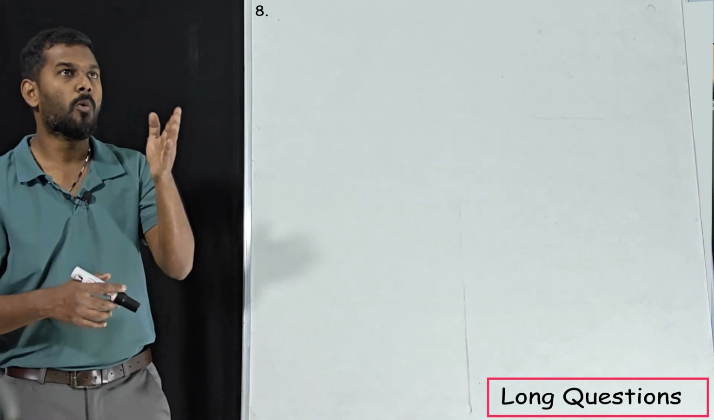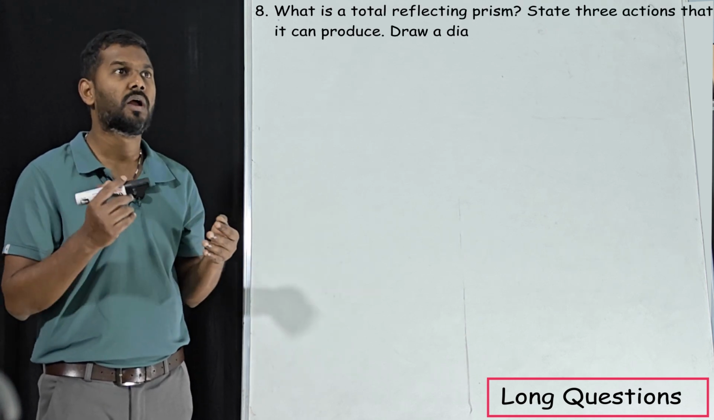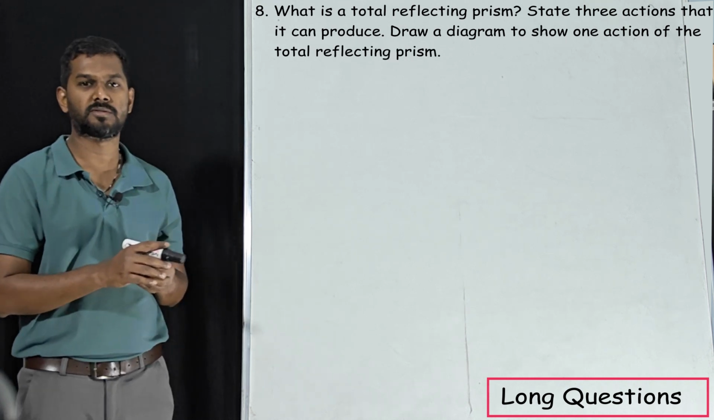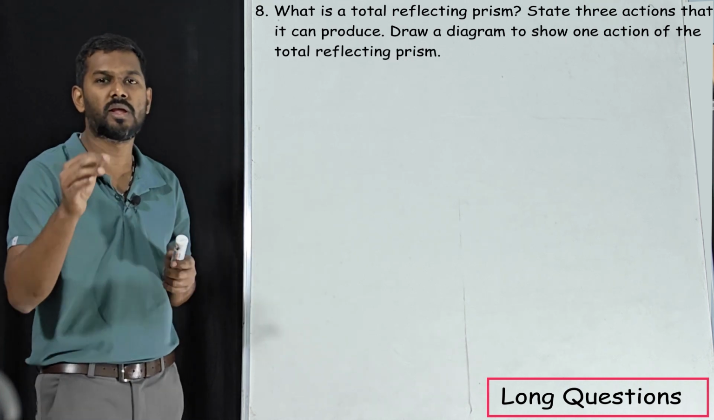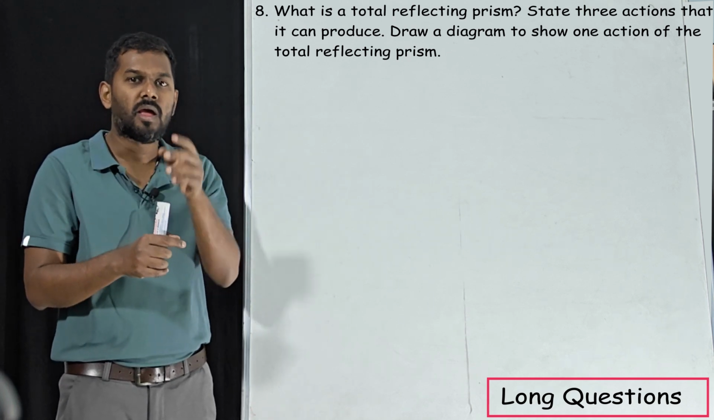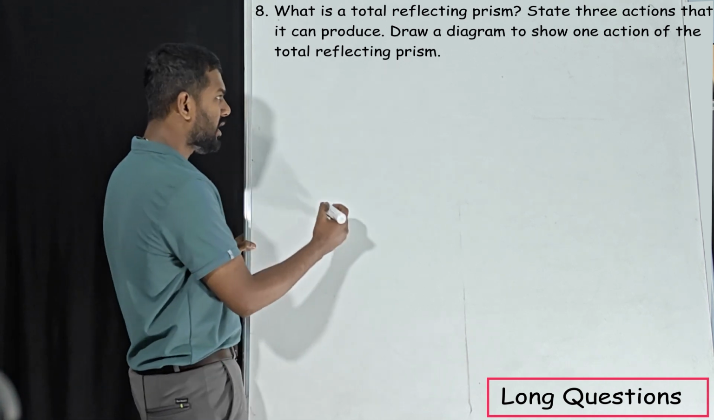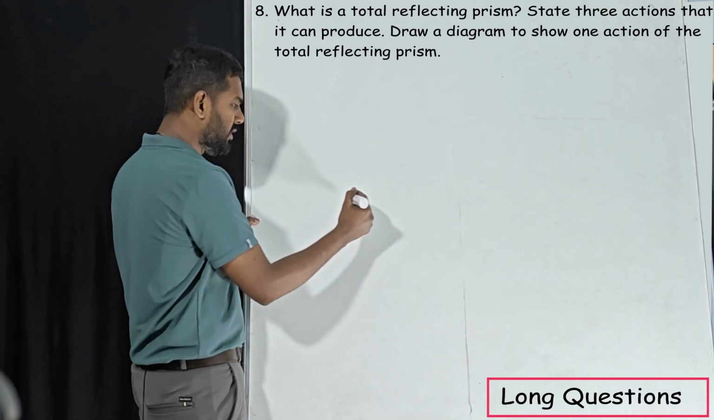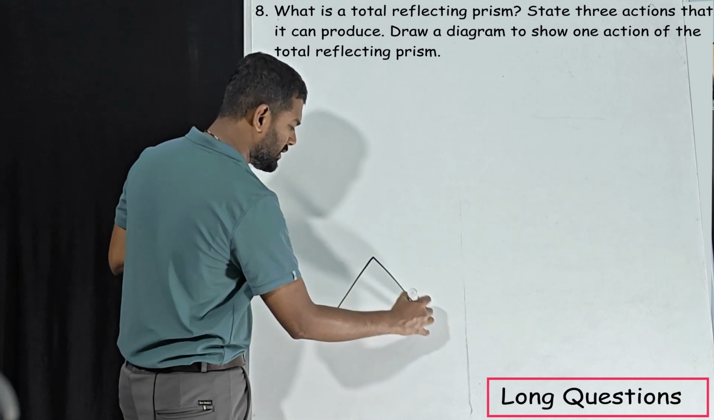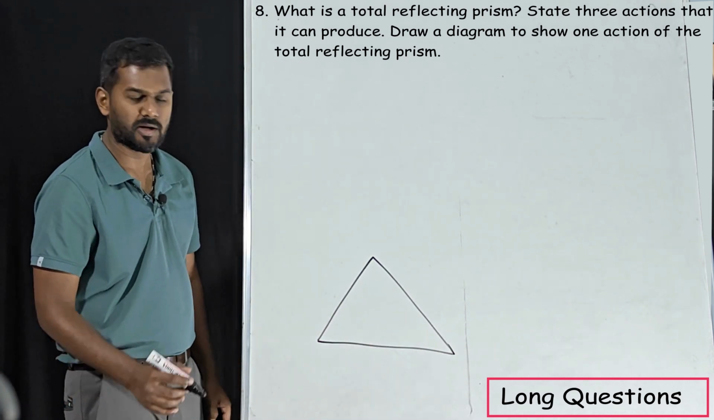Our next question: what is a total reflecting prism? State 3 actions that it can produce. Draw a diagram to show any one action of the total reflecting prism. Very simple question. Listen, what is a total reflecting prism? A total reflecting prism is a prism where the angle of the prism is 90 degree. I'll show you the diagram. Along with the definition, if we learn the diagram also, it is very good and easy to understand. Assume this is the prism, total reflecting prism.